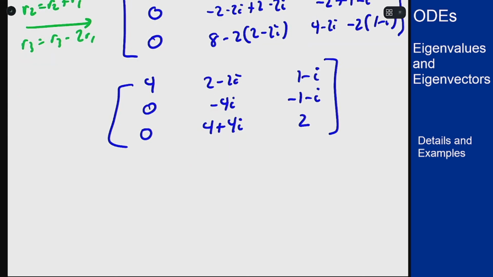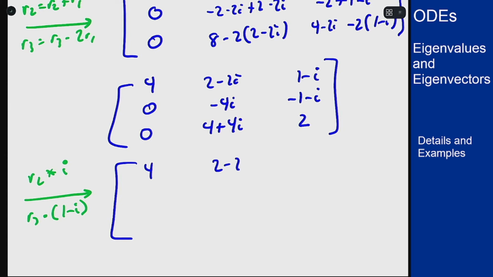here again. I'm going to multiply row 2 times i and row 3 times 1 minus i, because that's 4 times 1 minus i. And if I do that, first row does not change. 0, negative 4i times i is a positive 4. And this will lead me to a 1 minus i, because I will get a minus i when the i hits the 1. And then i times minus i is plus 1. And then in the third row, I get a 0.